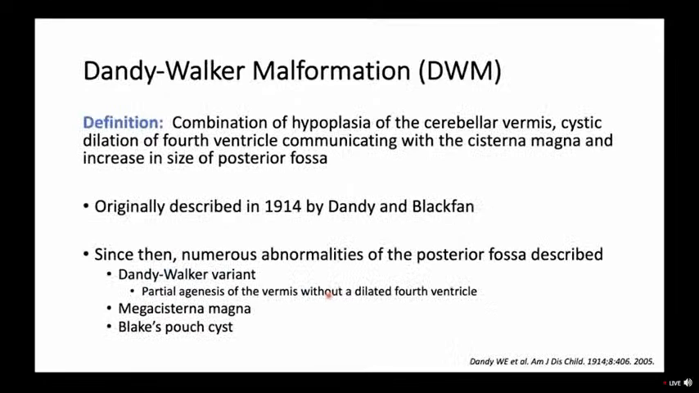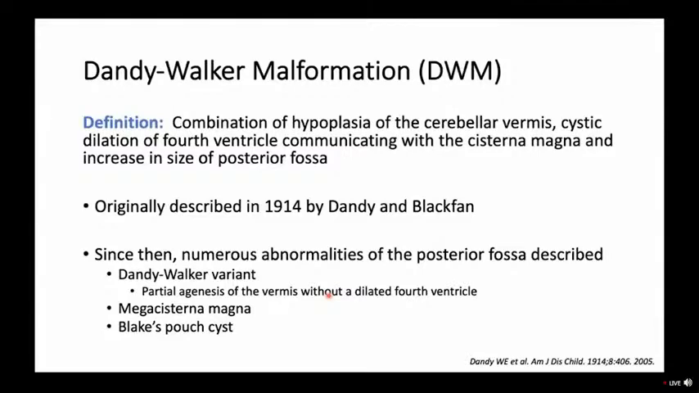So Dandy-Walker malformation is a combination abnormality. You see hypoplasia of the vermis or complete absence of the vermis. You see a dilation of the fourth ventricle, and it changes the size and shape of that posterior fossa. Originally described many years ago, 1914, by Dandy and Blackfan.